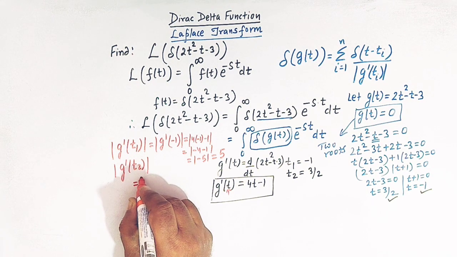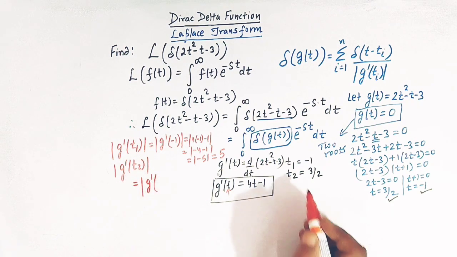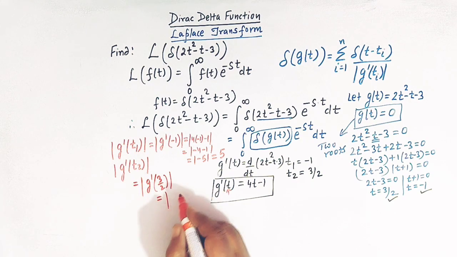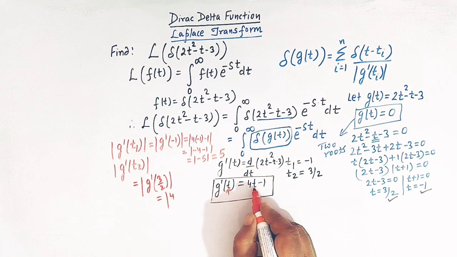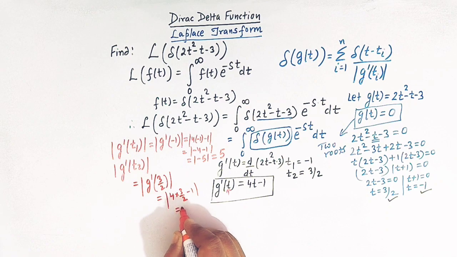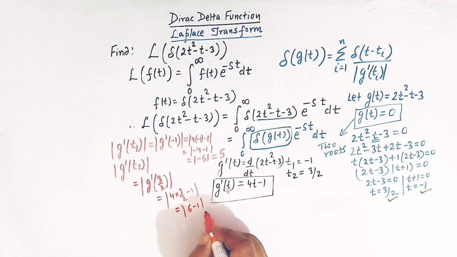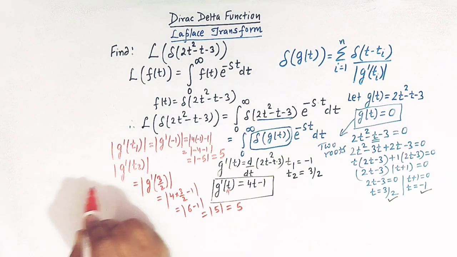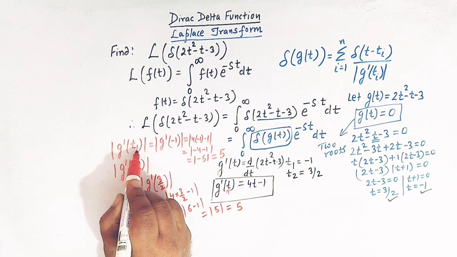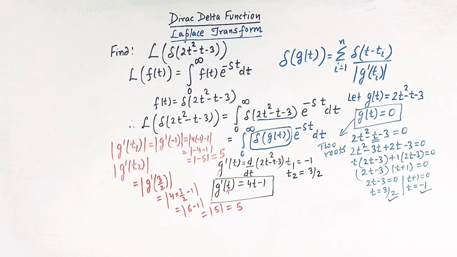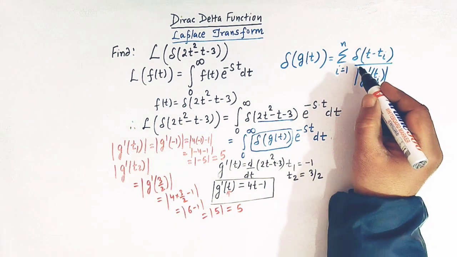And now we have to find the mod of g prime of t2. T2 is 3 by 2, so here we take t equal to 3 by 2. So we have 4 times 3 by 2 minus 1. 2 2s are 4, 2 3s are 6, so we have 6 minus 1, that is mod of 5, that is equal to 5, right? So we have obtained the mod of g prime of t1 and mod of g prime of t2. Now let us apply this property.